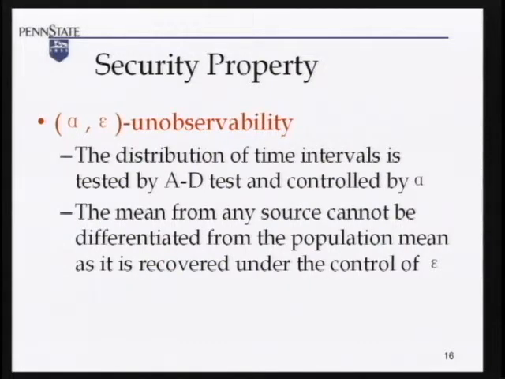And the security property, which is the alpha epsilon unobservability. This definition is clear because we do the Anderson-Darling test. The Anderson-Darling test is based on the same idea to measure the distribution, like the CDF. Because we already did this test when we send the next one, it will automatically meet the first requirement in our definition of alpha epsilon unobservability. And because the mean is also always checked and recovered, it's also within that range controlled by epsilon.